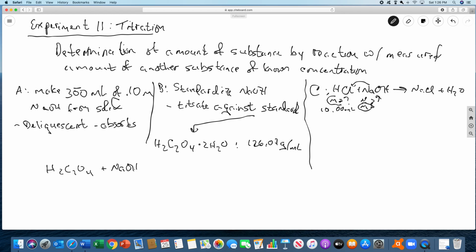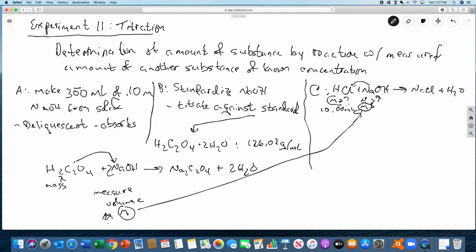It'll be reacting with sodium hydroxide, and you'll get sodium oxalate and, of course, water. And the idea is you'll take the mass of this, and then you can get to moles. You're going to measure a volume. And then from the mass of this, you can get the moles. Then you get the moles of sodium hydroxide. Moles divided by volume will give you the molarity. Whoops, let's make that look like an M. And that molarity is that molarity.